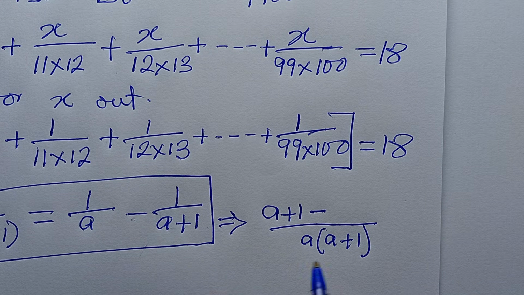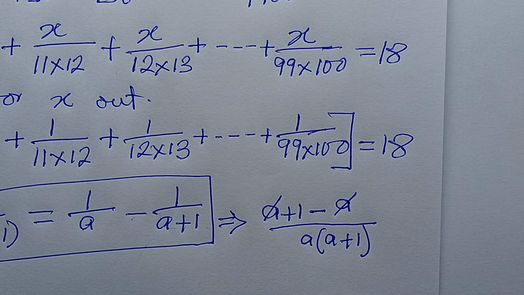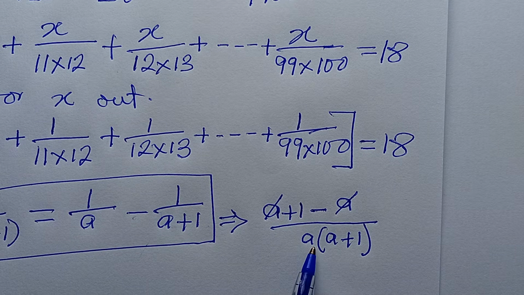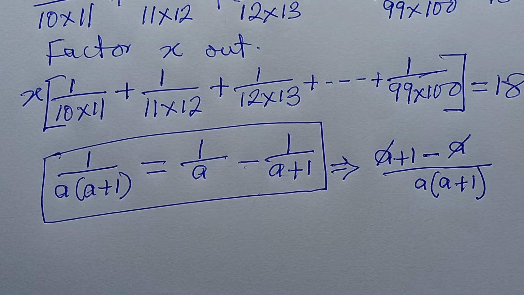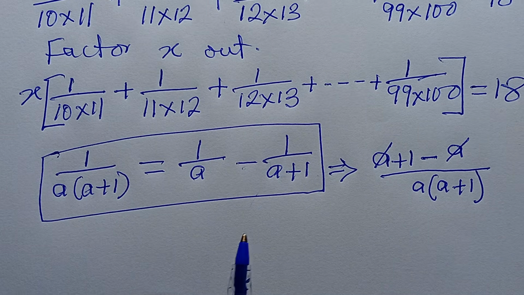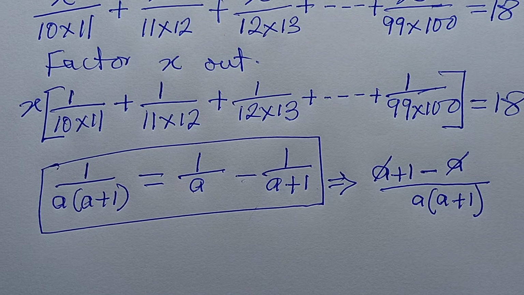So times 1 will give us what? A. So we are having plus a minus a. So this and this will leave. So we are now left with 1 all over a bracket a plus 1, which is what we have on this other side. So we want to rewrite each of these expressions in this format, right?